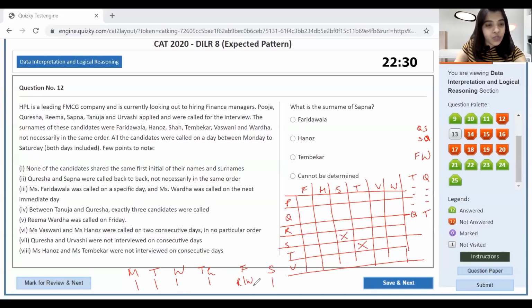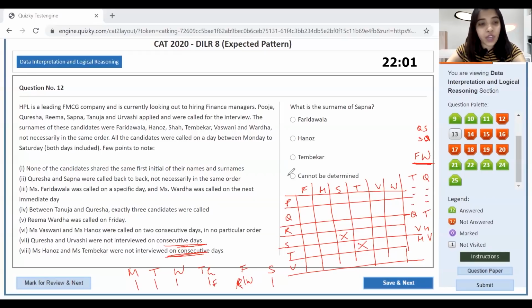Fine. Miss Vaswani and Hanoz, or Hanoz and Vaswani, were called on consecutive days. Quresha and Urvashi were not interviewed on consecutive days. Fine. Okay. So let's look at what we have. This is something that we can work with. Also, Faridawala was called immediately before Wardha, right? All the next day. Now we know Reema Wardha was called on Friday, so Faridawala was on Thursday.